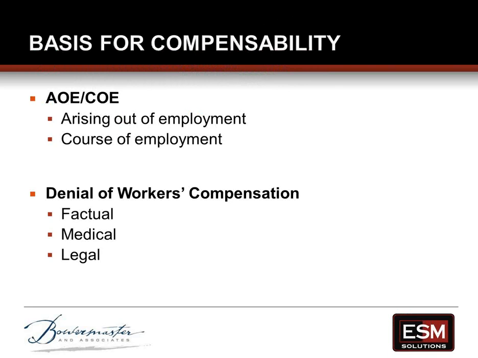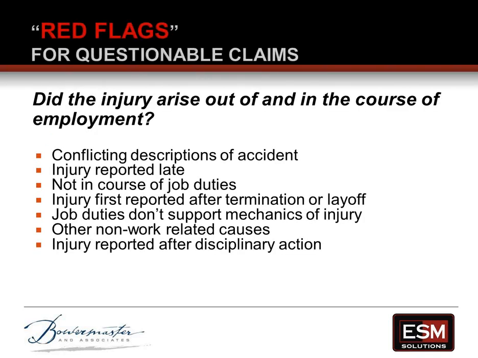For a claim to be compensable in California workers' compensation, it must satisfy 2 criteria that are abbreviated as AOE-COE. An injury must arise out of employment, and it must occur in the course of employment. The claim can be questioned on the facts of the alleged injury, or based on medical causation of the injury, or it may be a legal question, say an issue of coverage. Who was the carrier during a particular time?